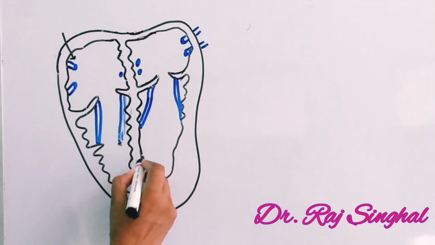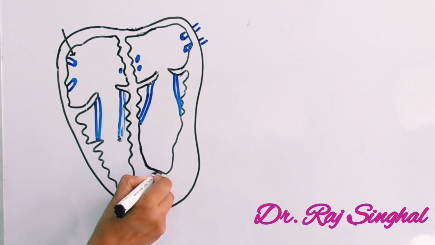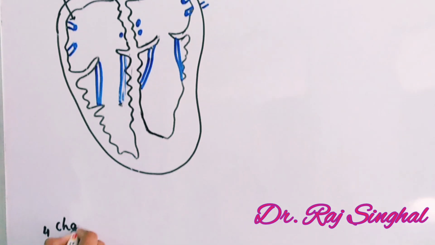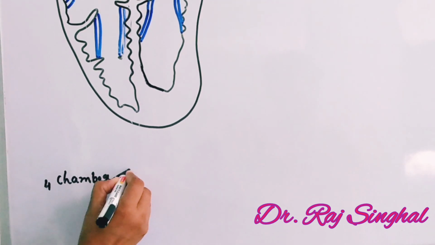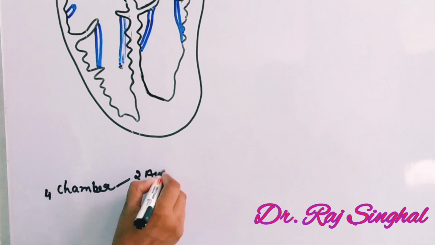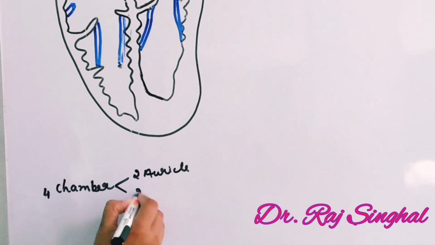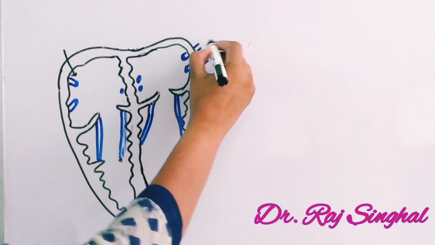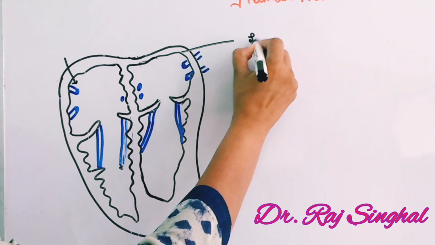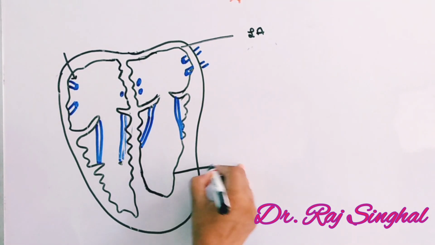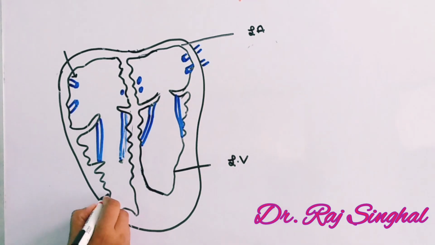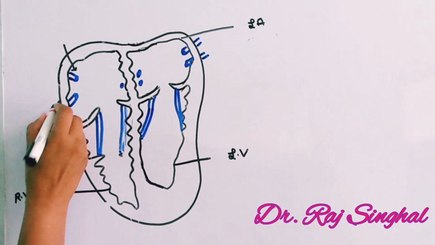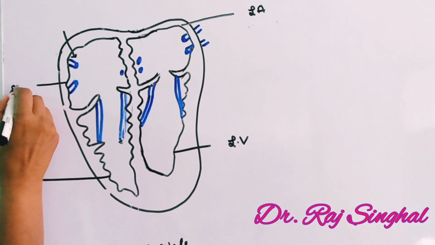If we study the internal section of the human heart, it is made up of 4 chambers. Upper one is auricle or atrium, and the lower one is ventricle. This one is left auricle, left ventricle, right auricle, right ventricle.